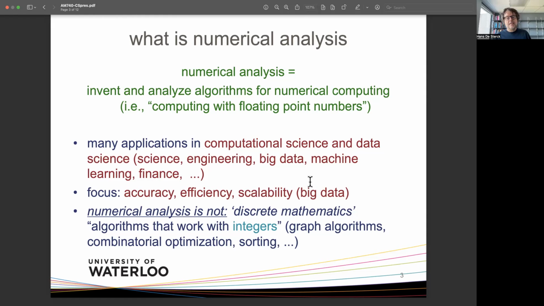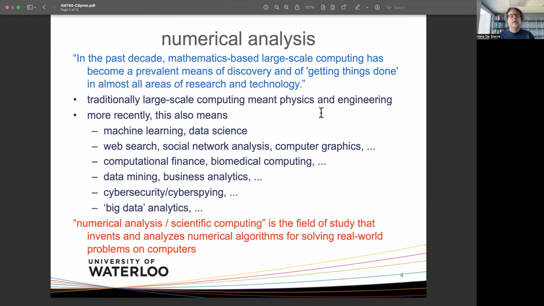Numerical analysis is different from algorithms for discrete mathematics, algorithms that work with integers, for example graph algorithms, combinatorial optimization, sorting, and so on. You have other courses for that, but in numerical analysis we really focus on numerical computing with algorithms with floating point numbers.